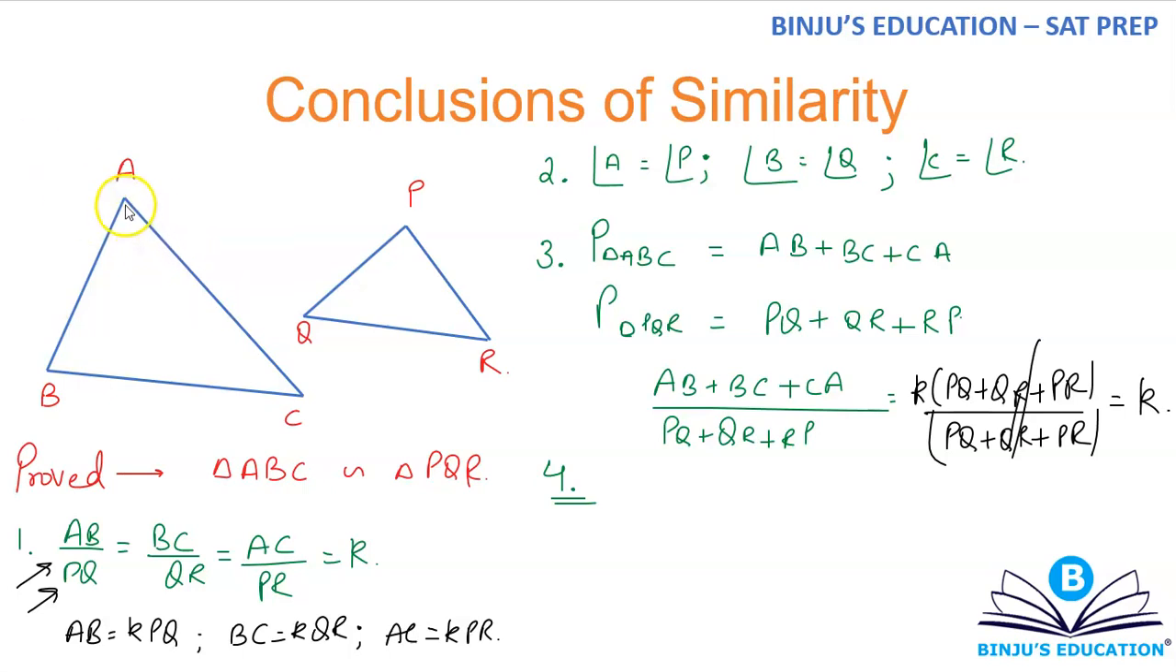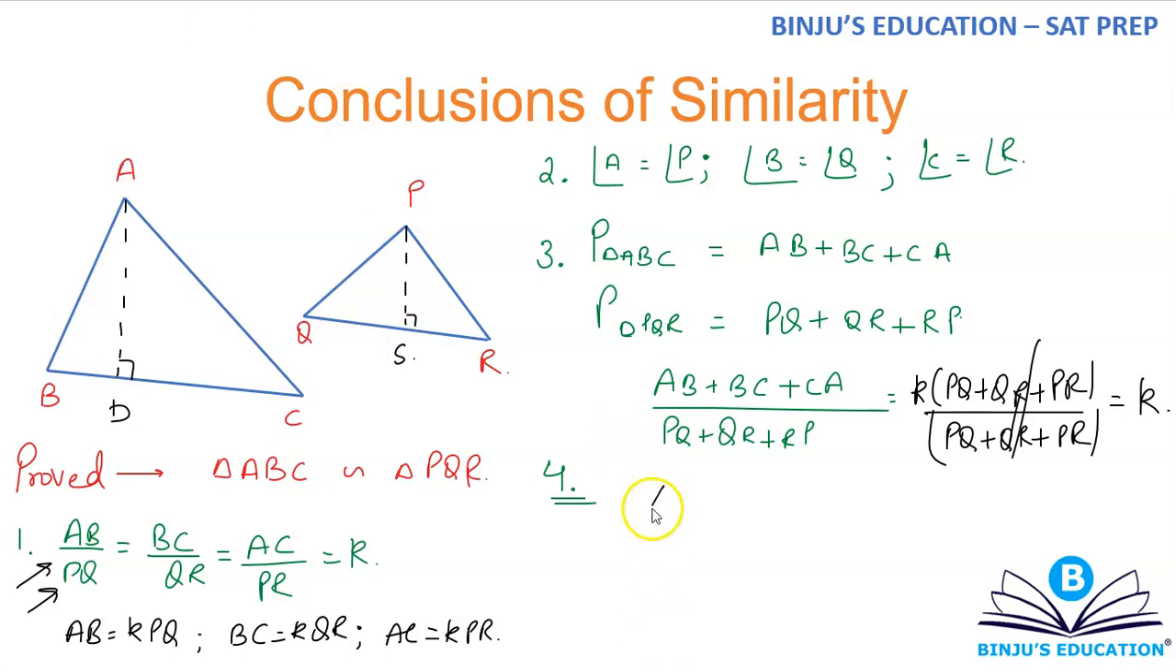So what I'm going to do is drop a perpendicular from A, and similarly a perpendicular from P. Now the word corresponding is very important. I said corresponding medians, corresponding angle bisectors, and corresponding perpendiculars. So vertex A corresponds to vertex P, so I'm going to drop a perpendicular from A as well as from P.